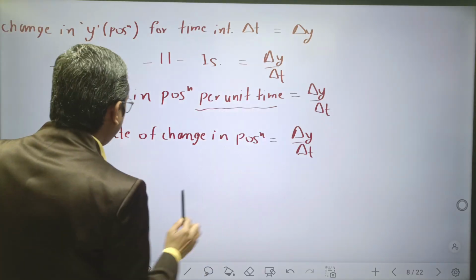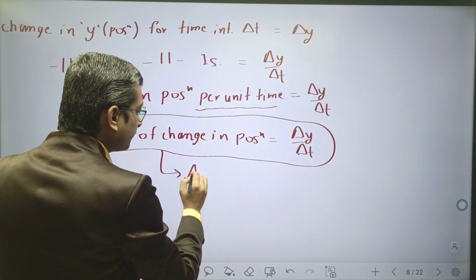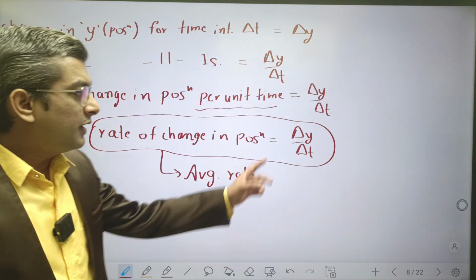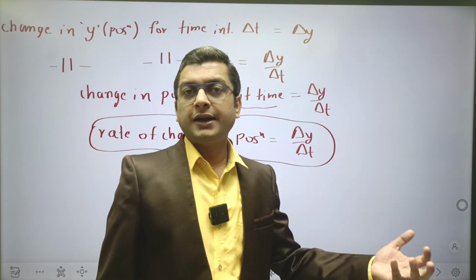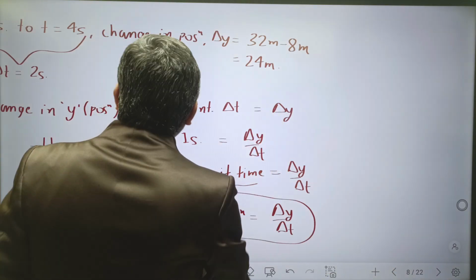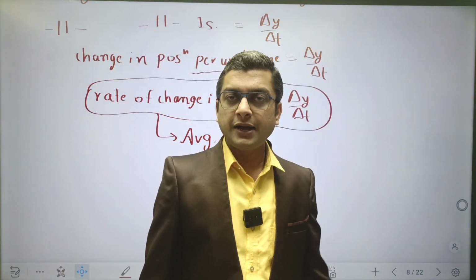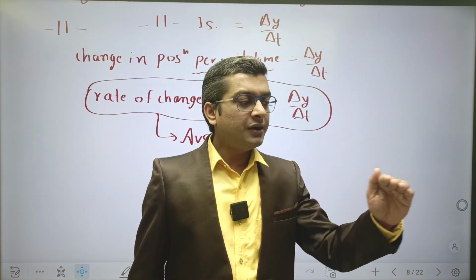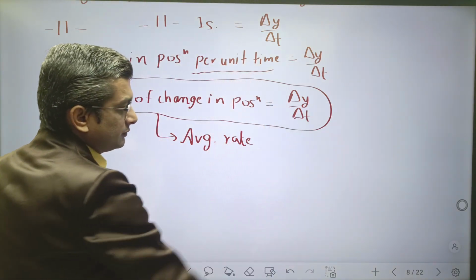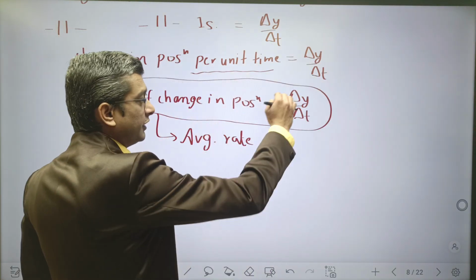So this rate is known as average rate. This is very important because this delta y by delta t, these are having finite values. As we have seen, we are getting delta y as 24 meter, and if we take delta t as 2 seconds, then delta t also is having finite value. So delta y by delta t will be finite. So this is known as average rate of change, isn't it? So this is average rate. What is the average rate? That is delta y by delta t.